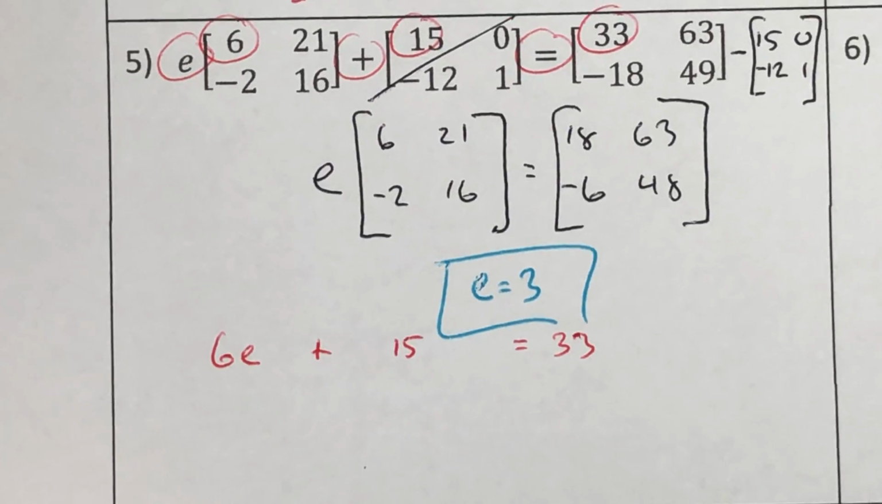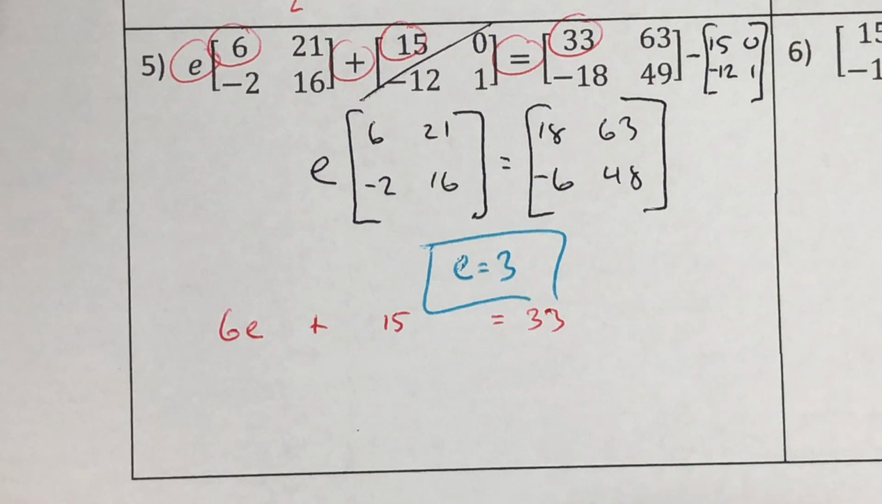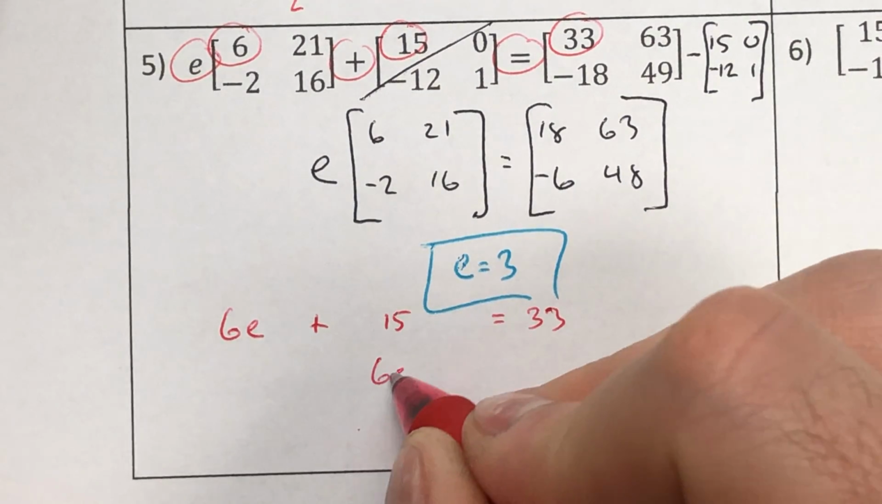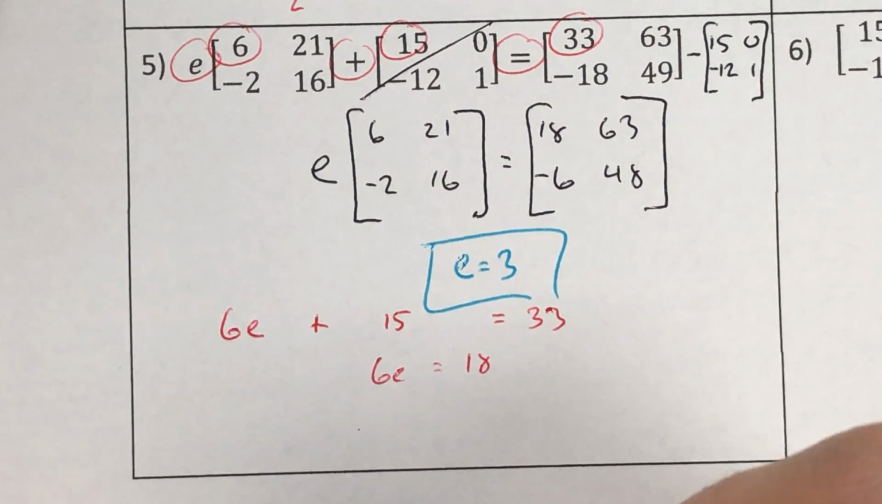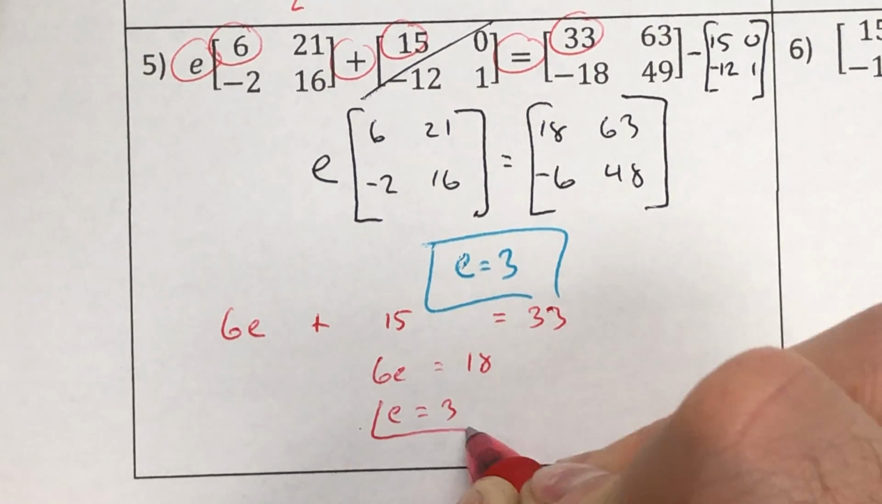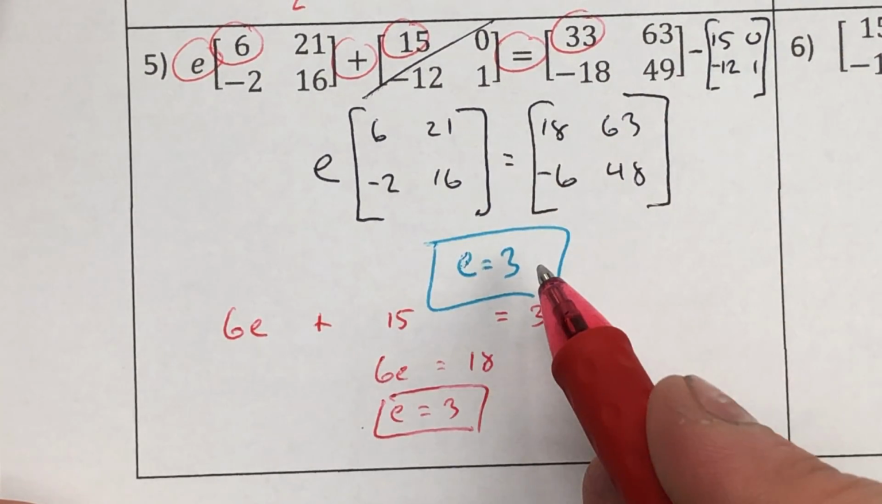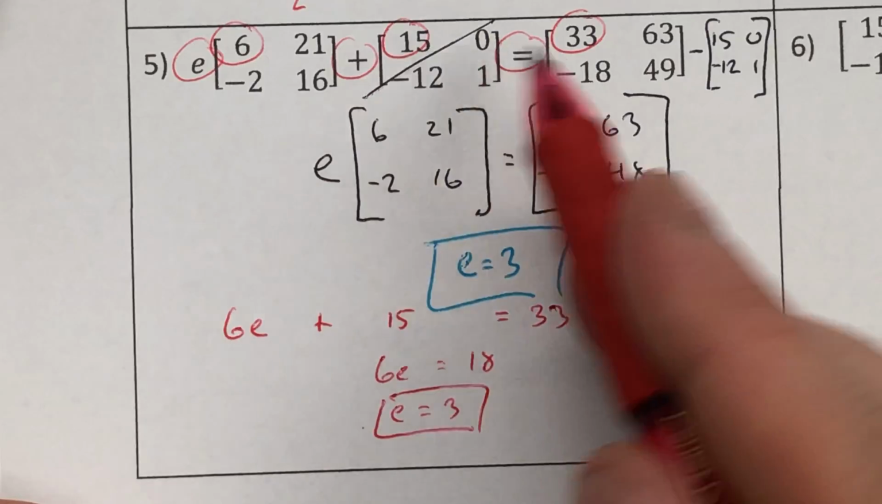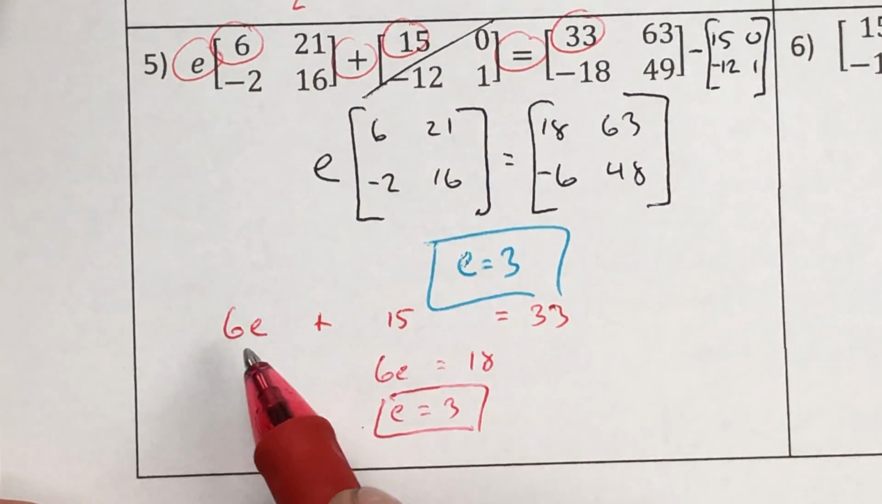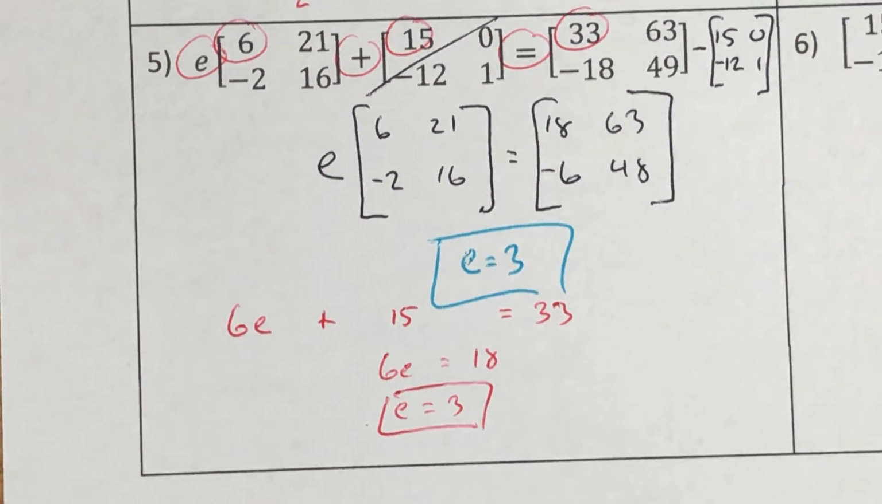So let's zoom out just a bit so we can keep this all in frame. Subtract 15. 6E is equal to 18. E is equal to 3. So either way, if you want to move the matrix over and solve it that way, or if you just want to pick part of the matrix to solve for that missing scalar, they both work. And that's it.